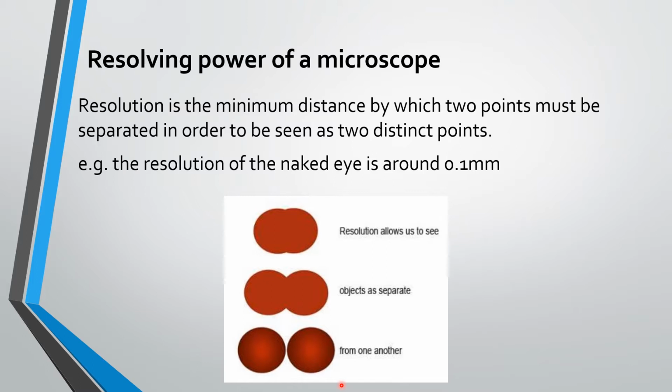So here you have a simple diagram, and I'm going to explain what is resolving power using this diagram. So here you have an ink dot, and here it has been magnified by a microscope, and now you can see that this is not a single ink dot, but it is composed of two ink dots. So the ability of a microscope to observe minute objects separately is called the resolving power.